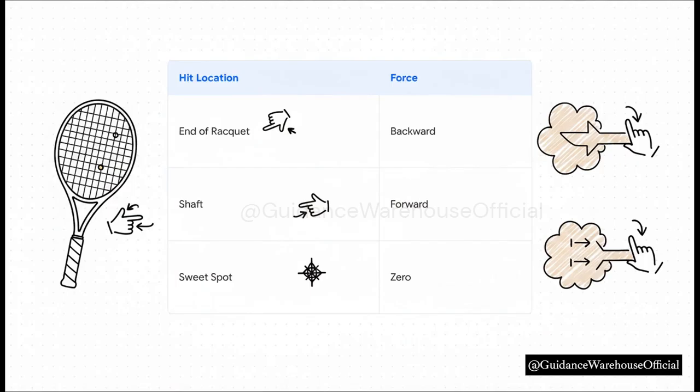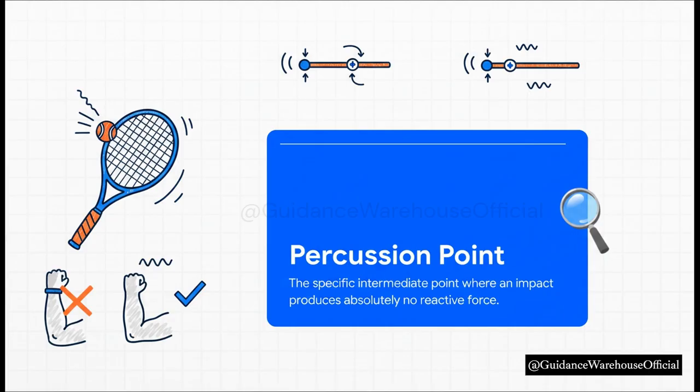So, let's bring this all back to our original tennis problem. Think of your hand holding the racket as that nail. If you hit a tennis ball near the very end of your racket, your hand gets pulled backward. If you hit it too close to the shaft, your hand gets violently pushed forward. But if you strike the ball at the exact right intermediate spot, zero force is exerted on your hand. And this brilliantly illustrates the sweet spot, which in physics is scientifically known as the percussion point. The percussion point is the specific location on an extended body where an impact produces absolutely no reactive force at the pivot. Hitting this exact spot is what prevents all that nasty vibration, delivers a smooth swing, and basically saves athletes from developing tennis elbow.